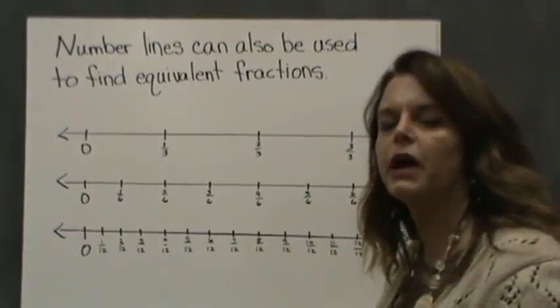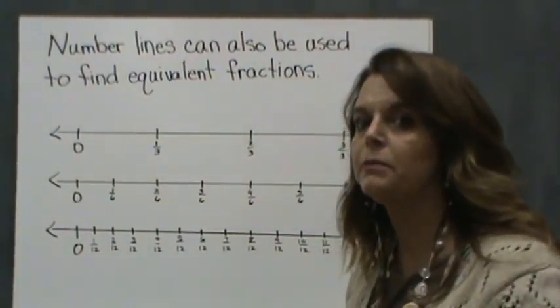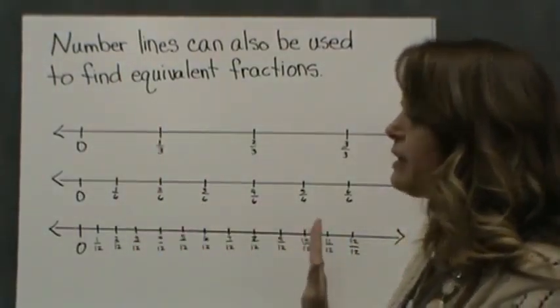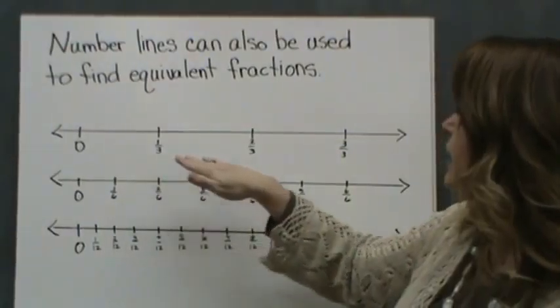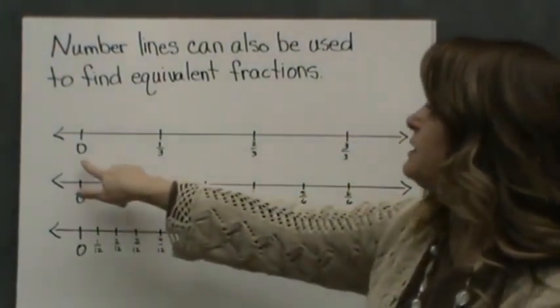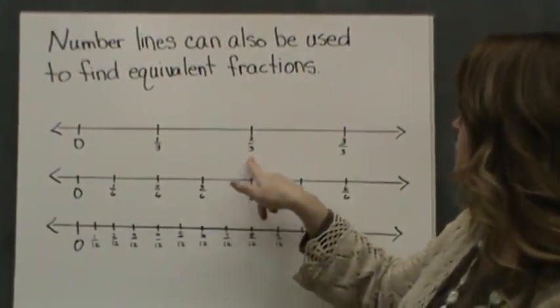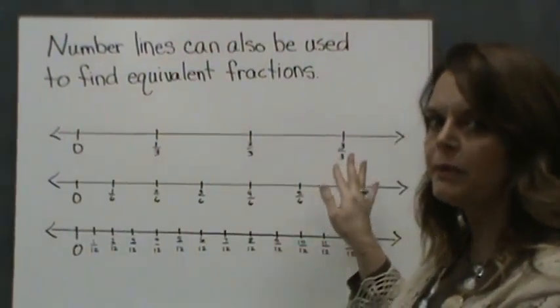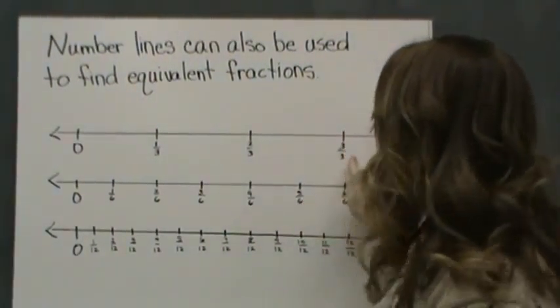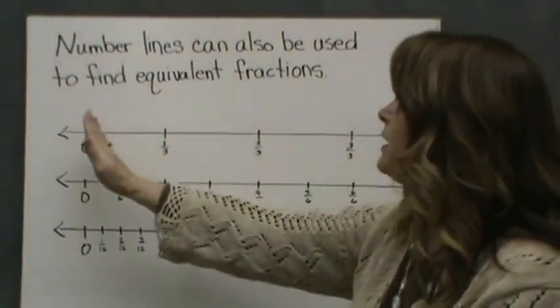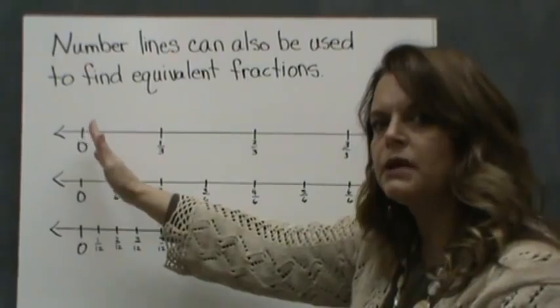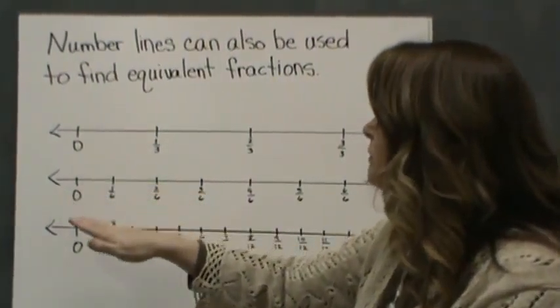Another way that you can find equivalent fractions is by using a number line and seeing how the numbers line up on the number line. So my top number line has been divided into thirds. I have 0, 1/3, 2/3, 3/3. Well, we know 3/3 is 1. So this is the space between 0 and 1, and that's where fractions fall because they're less than 1.